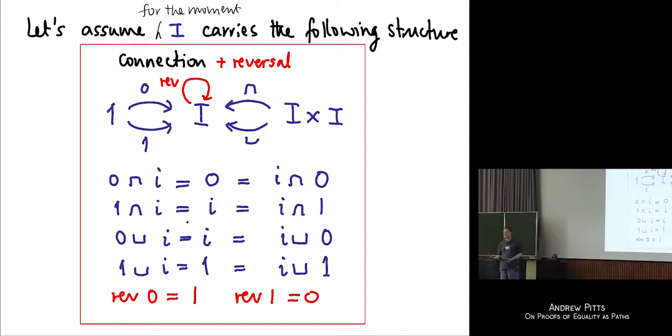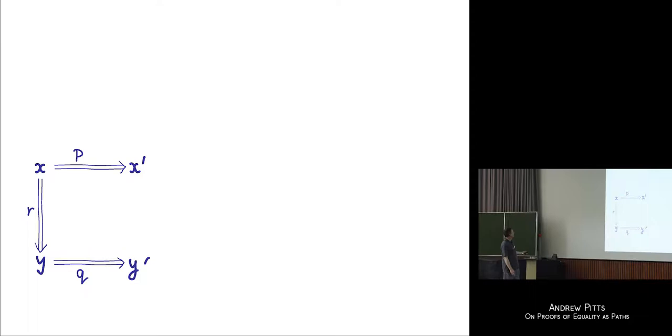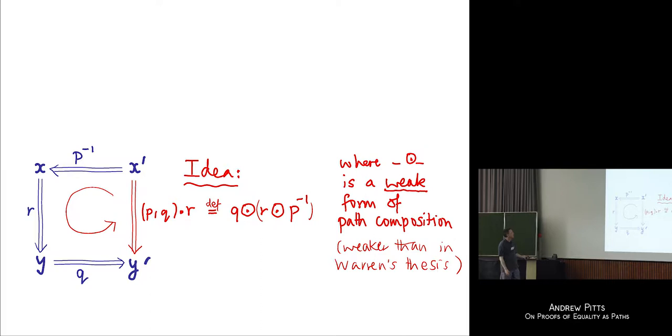Why? Well, because then, you see, here I'd like to reverse this path like that, and then I have a chain of paths from x prime to y prime. So the obvious thing to do is to try and get some kind of notion of composition so that I can chain these paths together. Okay, so that's what we're going to do. I'm going to get a weak notion of composing paths.